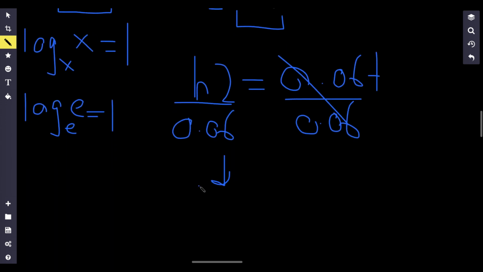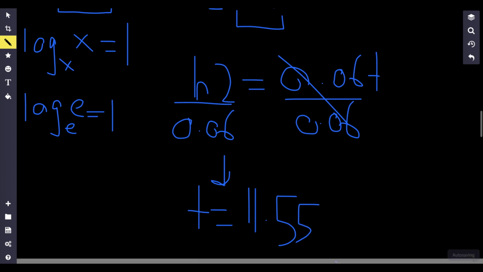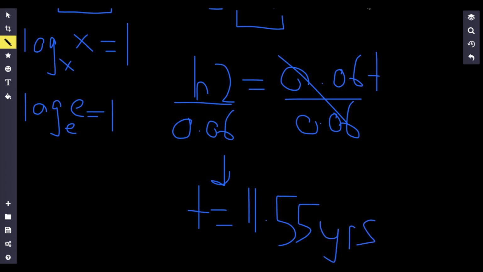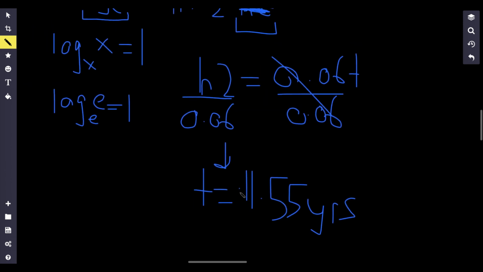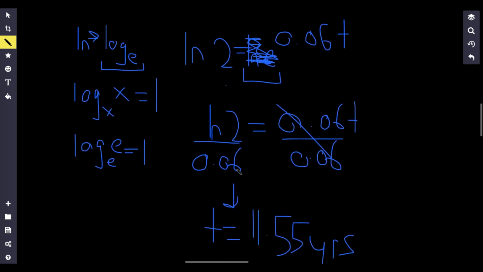And I get that t is equal to ln of 2 divided by 0.06. Plugging that value into the calculator, I get 11.55, around 11.55 years. And you can actually check this.